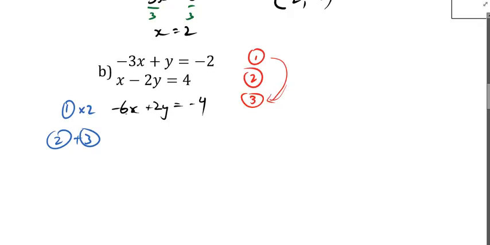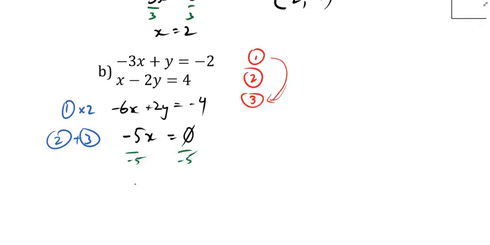Okay, so x plus negative 6x is negative 5x. Negative 2y plus 2y is 0, so that's gone. And 4 plus negative 4 is 0. Divide by negative 5, divide by negative 5, which doesn't really do anything. X equals 0. I would call that equation 4. And what would I do next? Go find y.